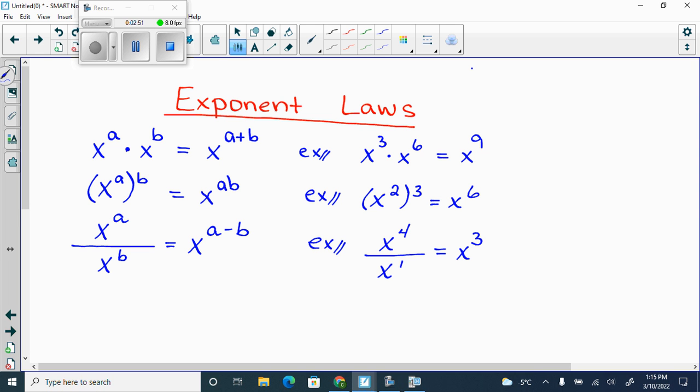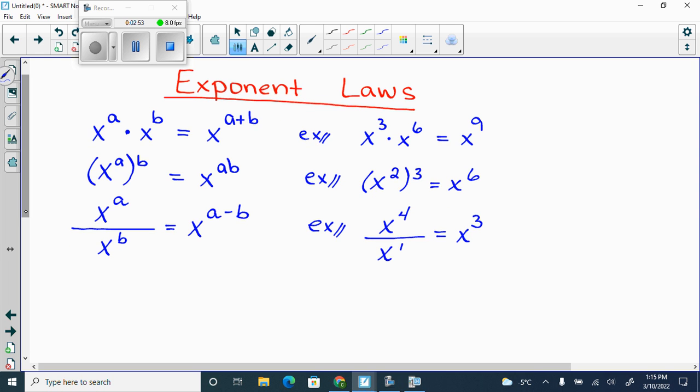Another exponent law you were given in grade 10. x^0 is 1. Anything to the 0 is 1.